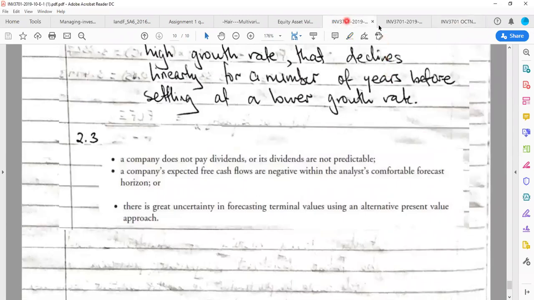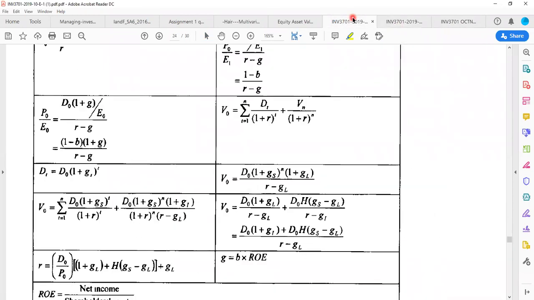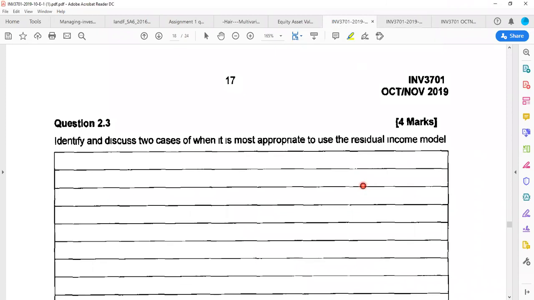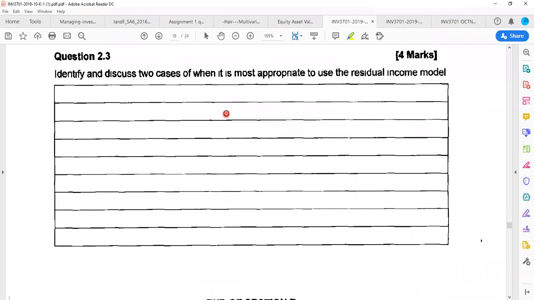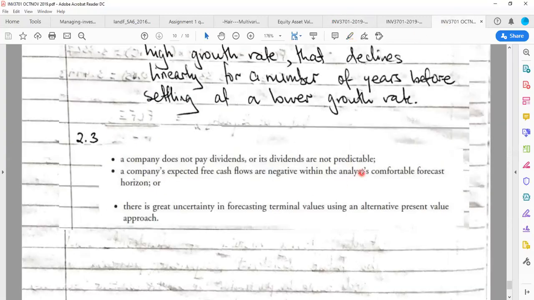Okay. And then the last question, question 2.3. Question 2.3 said, identify and discuss 2 cases of when it is most appropriate to use the residual income model. So you see these cases that ask us when is it appropriate to use this model or that model and so forth. So the residual income is most appropriate in these cases. Firstly, when a company is not paying dividends, so its dividends are very unpredictable. And secondly, when a company's expected free cash flows are negative within the analyst's comfortable forecast horizon.